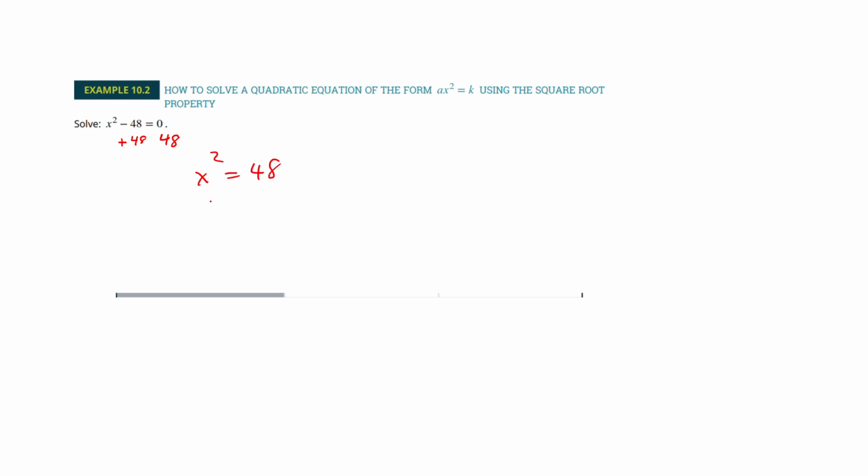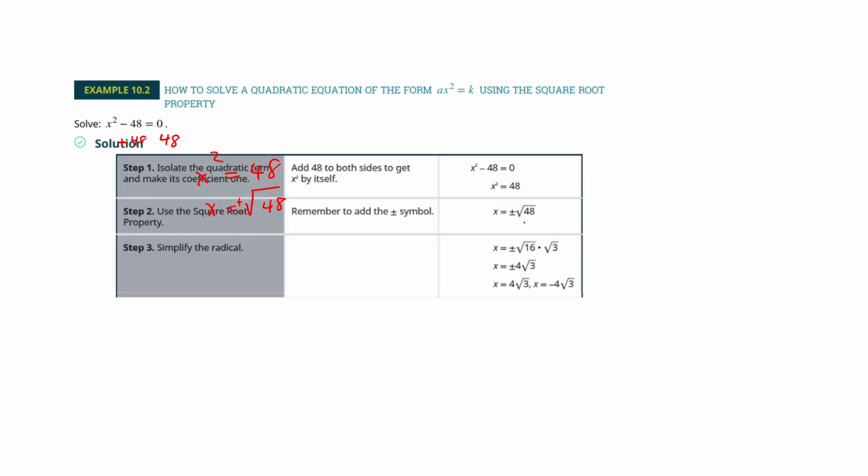Okay, let's square root both of those. We've got x is the square root of 48. Now it's actually the plus or minus. Now they went ahead and broke down 48, which you should do. And they came up with this. So they're just saying here, it's plus or minus 4 square root of 3, and then they're turning that into the actual answers. 4 square root of 3 and negative 4 square root of 3.